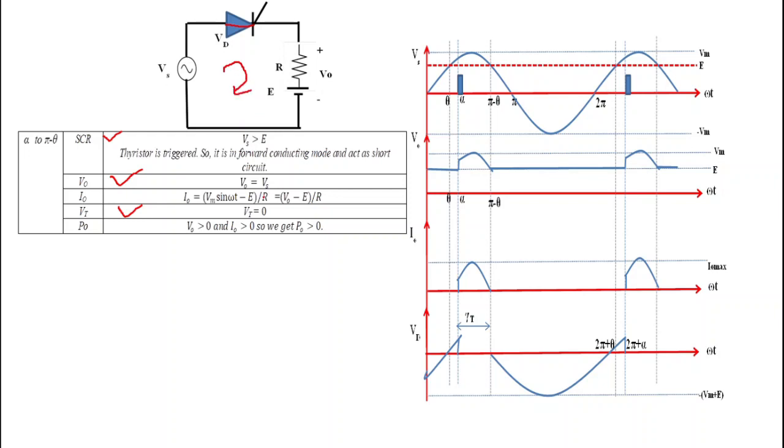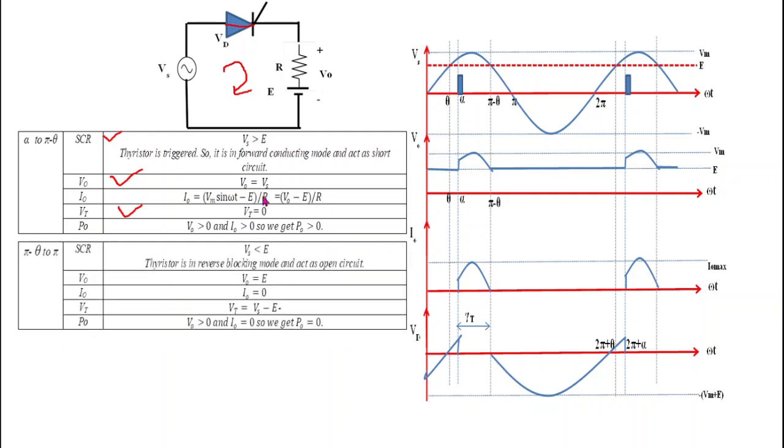So now we will see the operation from pi minus theta to pi.